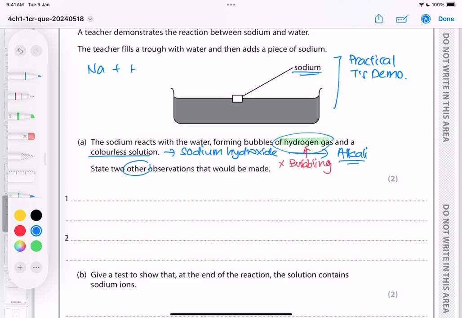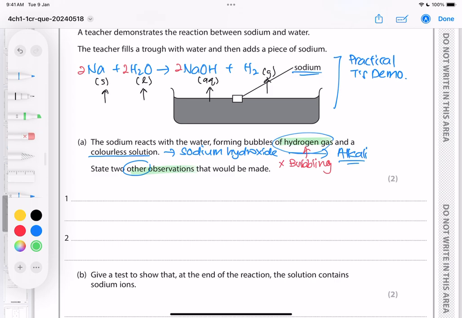So we've got sodium in water, and what we get is our sodium hydroxide and hydrogen gas. If you want to do a quick balancing, this is how we are balancing it. And for those of you who want to write out your state symbols, this is a very interesting equation because you utilize all 4 different types of state symbol in this equation. Lovely, isn't it? Okay, so back to the main thing here. They are asking for 2 other observations.